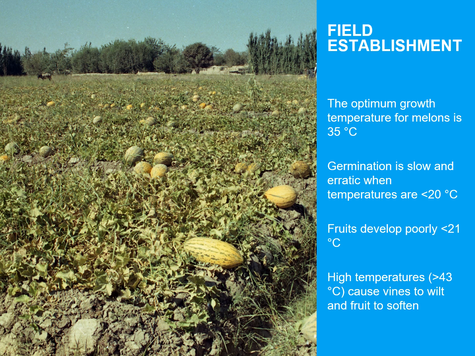So pretty much all of the melons that we consume in the UK are imported. The fruits develop poorly at temperatures below 21 degrees C, but similarly higher temperatures greater than 43 degrees can cause the plants to wilt and the fruits to soften.